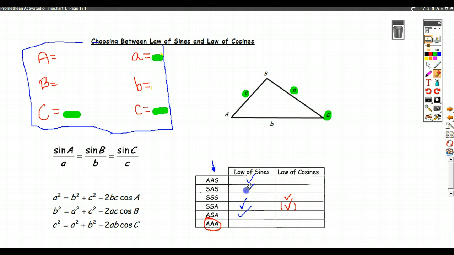Although you should have stopped me because I just noticed I should have checked that box there. So sorry about that error. I don't refer so much to the table, I refer to my setup. If I know one full letter, I use the law of sines.